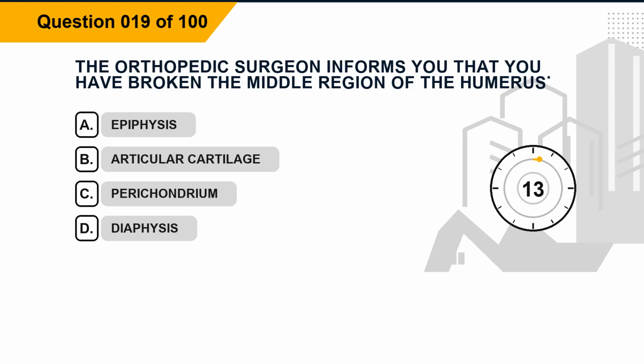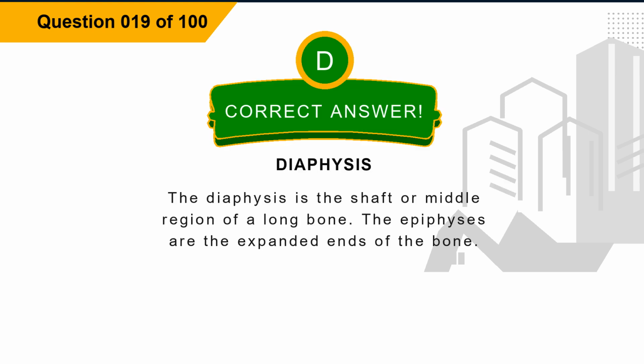Question 19. The orthopedic surgeon informs you that you have broken the middle region of the humerus. Option A, epiphysis. Option B, articular cartilage. Option C, perichondrium. Option D, diaphysis. The correct answer is option D, diaphysis. Explanation. The diaphysis is the shaft or middle region of a long bone. The epiphyses are the expanded ends of the bone.